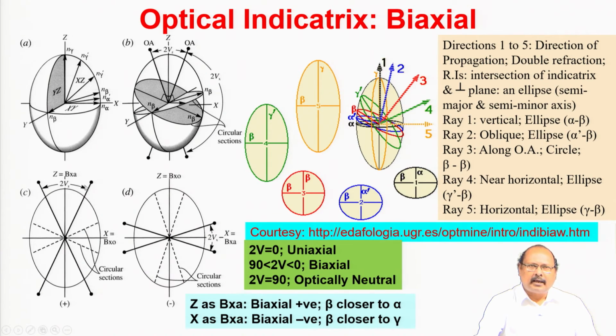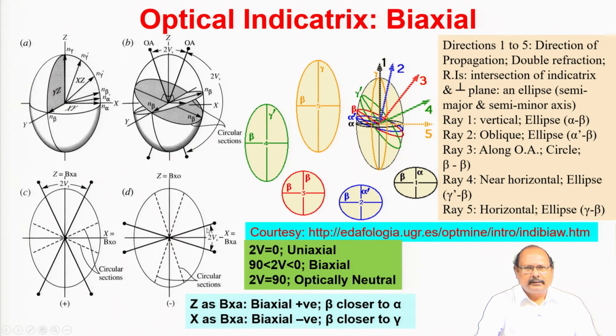When the angle is acute, the bisector of this acute angle we call the acute bisectrix, and if it is defined by the Z vibration direction, then we call that the biaxial mineral has a positive optic sign. In that situation, when Z is the acute bisectrix, that is called BXA, A is the acute, that is biaxial positive, and in that situation this beta value is very close to the alpha value, that is beta is closer to alpha.